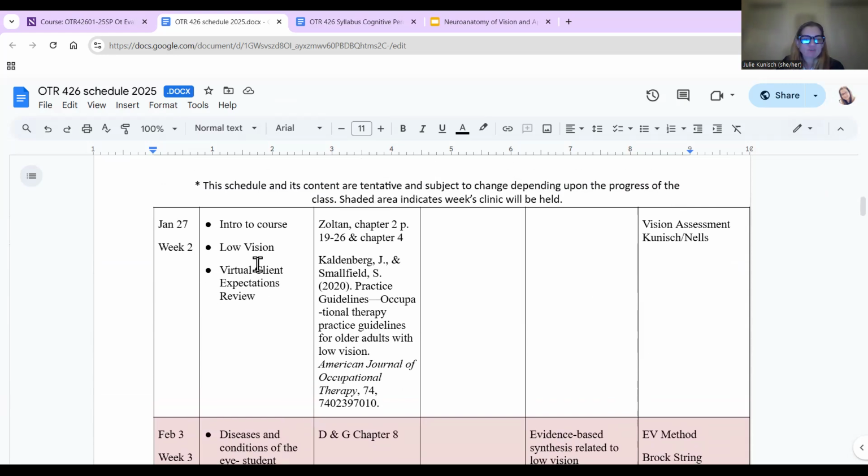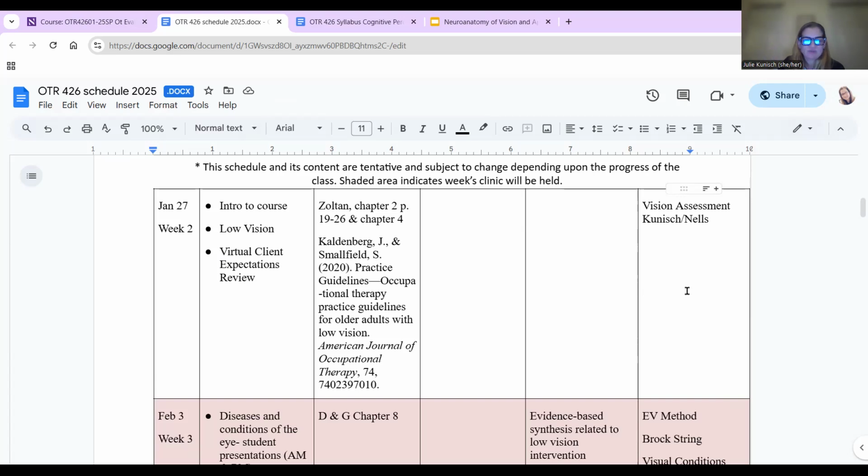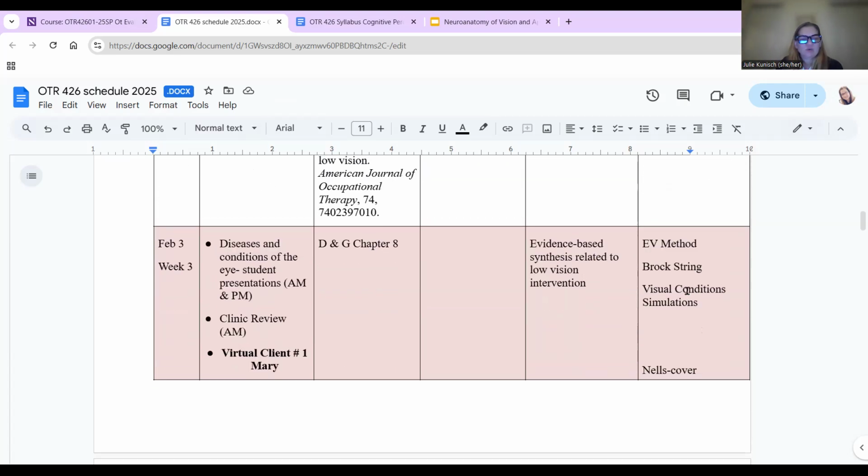Again, this is the first week we're together, week 2. This is what we're going to be talking about. Here's the reading. There's no case study. There's no evidence synthesis. And then me and Johanna will be showing you and practicing vision assessments during lab. So those are the assessments for the week.